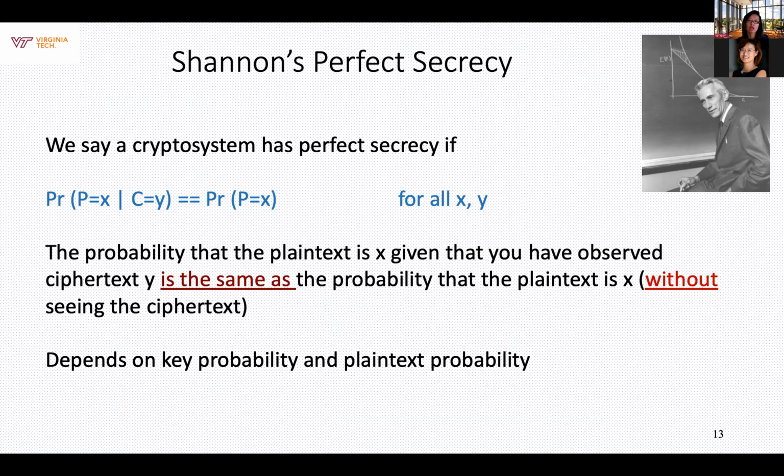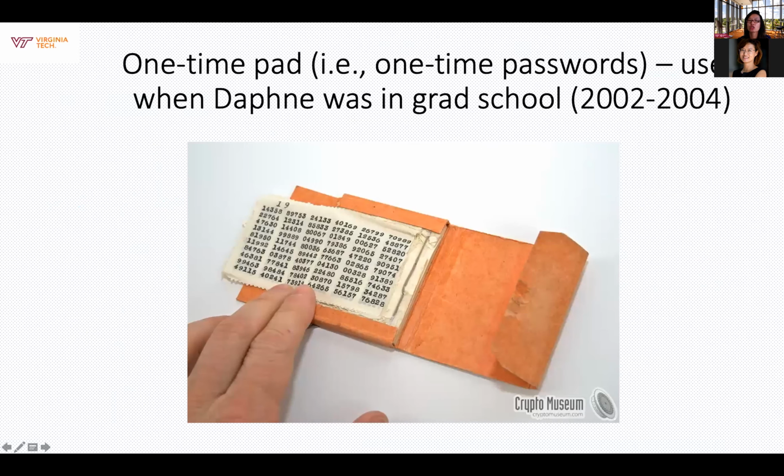Okay, so you have seen the ciphertext, which is Y. But the Y is so random, you don't gain any additional knowledge. And so the probability of your guessing before and after seeing the ciphertext is the same. In that case, the ciphertext does not reveal any additional information, and we call this encryption achieving perfect secrecy. And in reality, it's very hard to achieve this. This is an example, one-time pad.